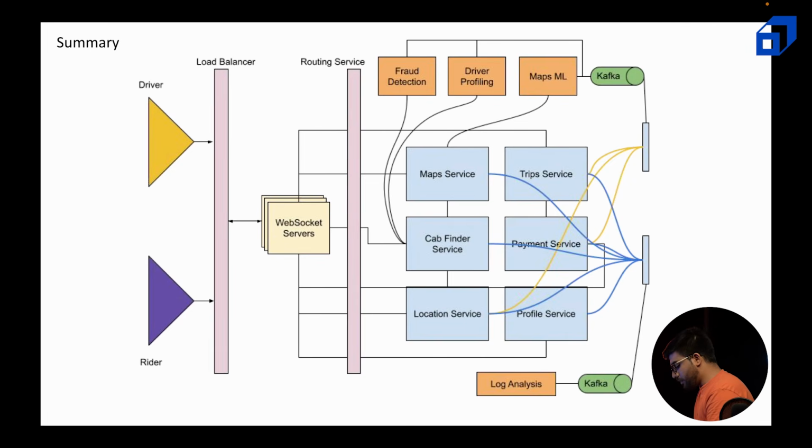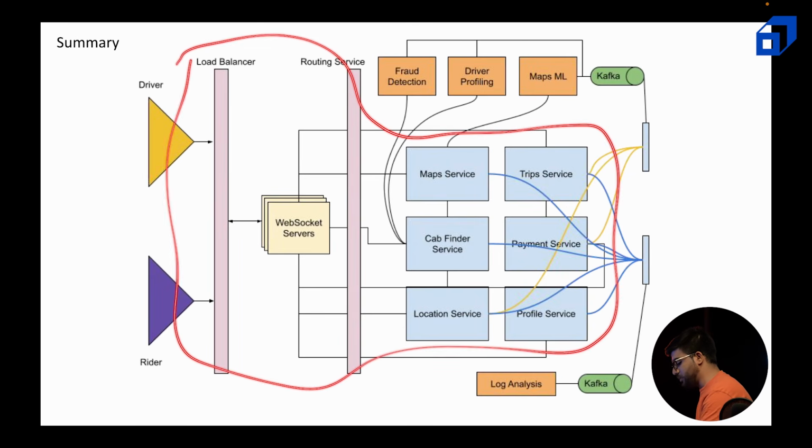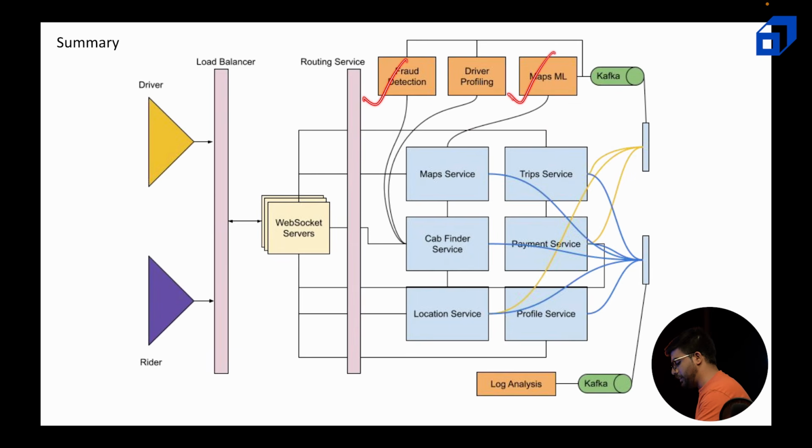Now we covered all the different services. We covered fraud detection as well. We covered maps machine learning as well and driver profiling as well. Based on the fraud detection results and based on the ratings that the users have given to the driver, the driver profiling can be changed. Now, all of the data can be transmitted live through the Kafka queues, or it can be asynchronously passed in batch mode. Along with this, just for the sake of completeness, all of these services are emitting some logs.